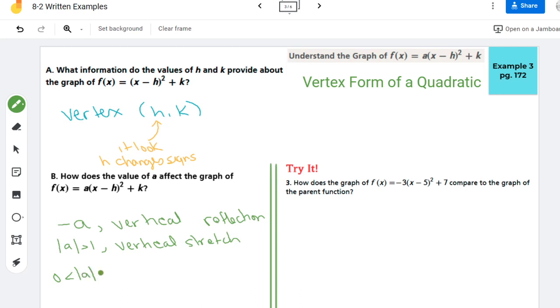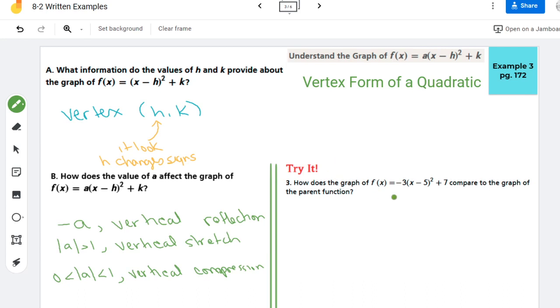Now if the number for A, if we're ignoring the sign, is between 0 and 1, you're going to get what's called a vertical compression. That means that we are grabbing the graph at the top and the bottom and squeezing it down closer to the x-axis.